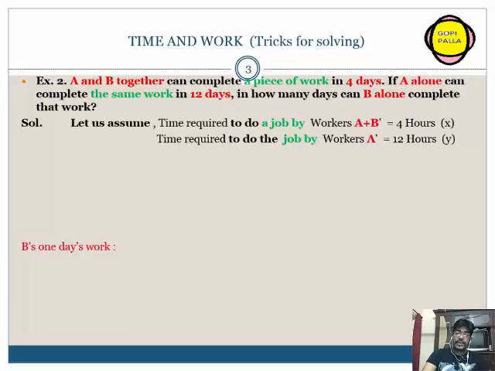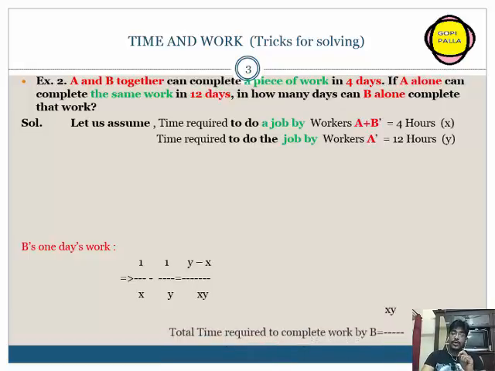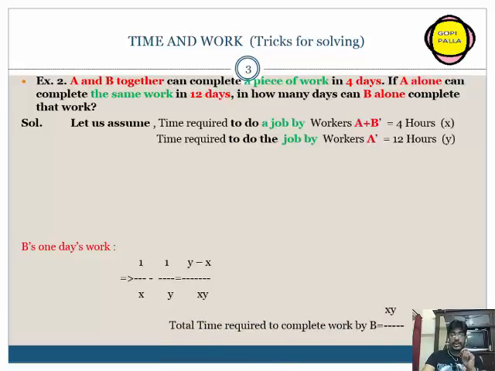We'll see the traditional way of solving first. We need to subtract from the total, so B's 1 day's work is 1 by X minus 1 by Y, and after doing the LCM and simplifying that equation, we get Y minus X by XY. This is B's 1 day's work. To find the total time required to complete the job by B alone, we have to invert B's 1 day's work, which gives XY by Y minus X.